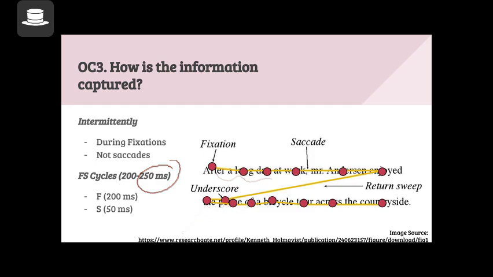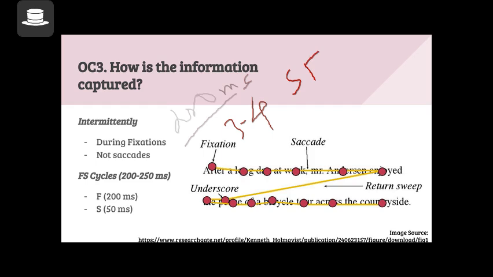And your eyes go through this movement several times. Now think about it. In a second, how many cycles do you think your eyes go through? That's right, around 3 to 4. 250 milliseconds, 250 milliseconds. So how many 250 milliseconds do you find in 1 second? Sorry, 1,000 milliseconds make 1 second. So in 1 second, your eyes will have roughly 3 to 4 cycles, 3 saccades and 3 fixations.